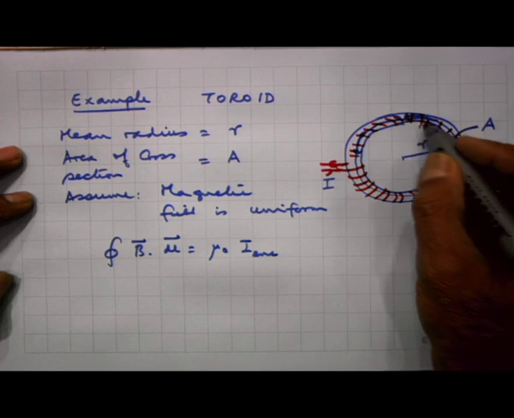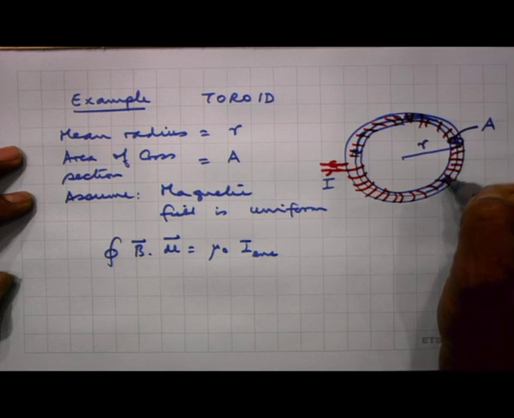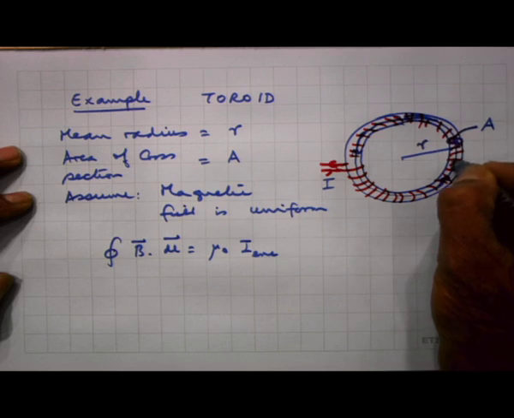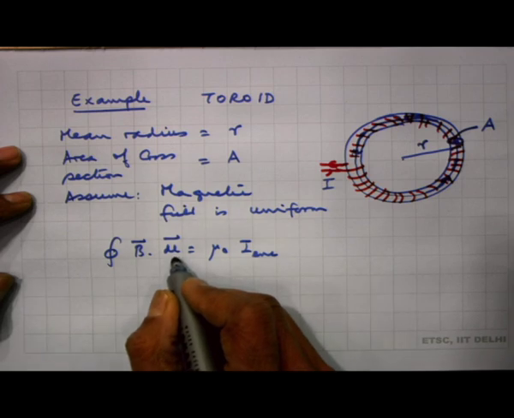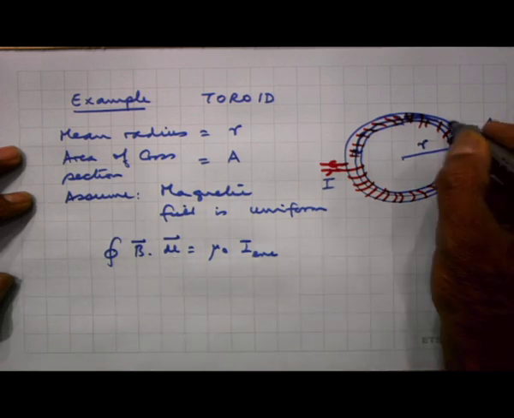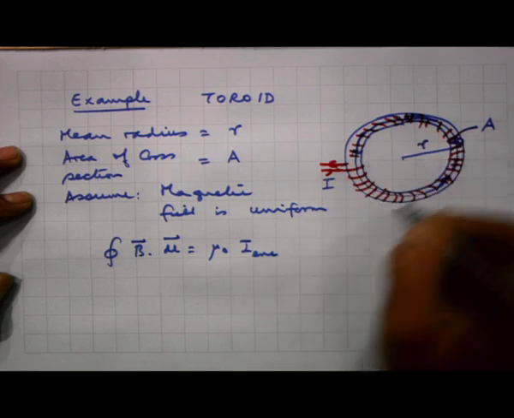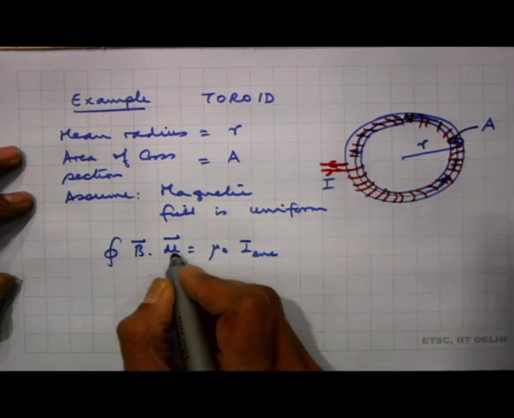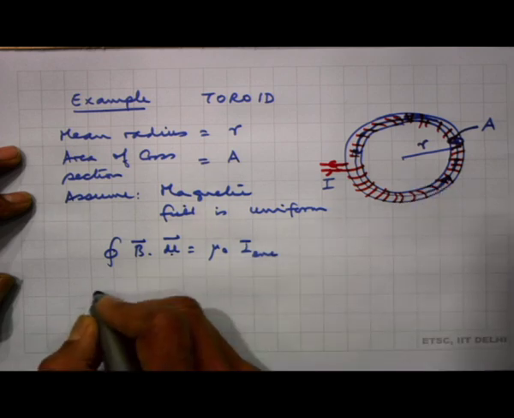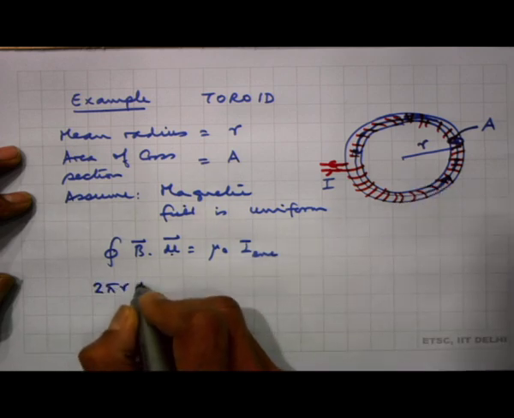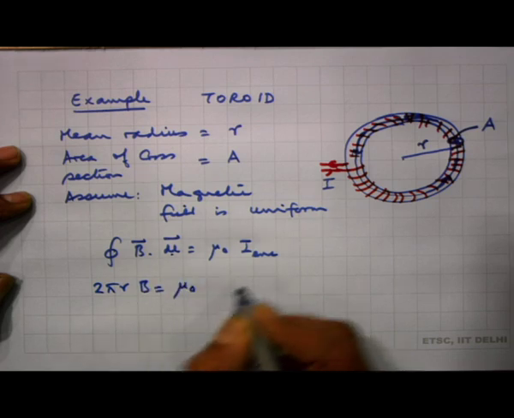B is the same all across the circumference of the circle, and it is pointed along the dl vector. So, dl vector at every point is like this. So, B and dl are parallel. So, B dot dl is B times dl, and B is the same all across the circumference of the toroid. So, I can take B out, and integral dl becomes simply 2 pi r. So, 2 pi r into B is equal to mu naught times.